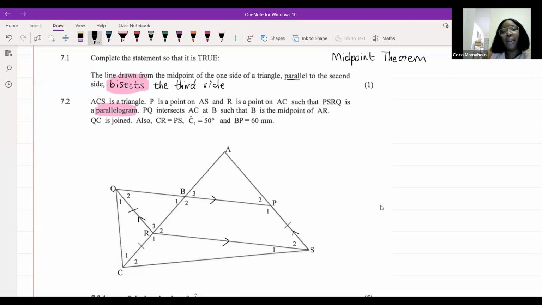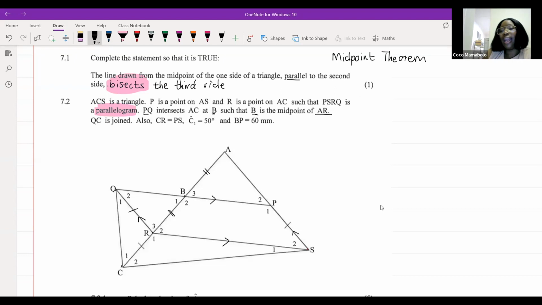Good. Then it says PQ intersects AC at B such that B is the midpoint of AR. What does that tell us about the length of BR and AB? Yes, Boucher, 100%. BR is equal to AB. They are equal. Excellent. Then it says QC is joined. So they've joined QC.